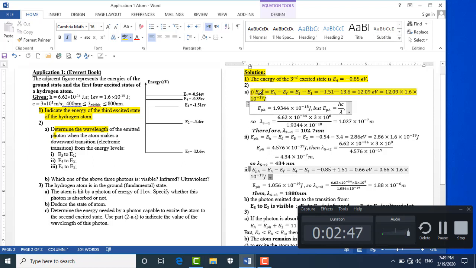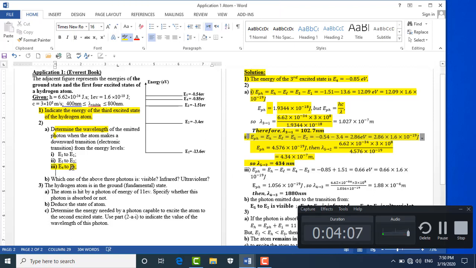E photon is calculated. Then the formula E photon equals hc over lambda, and E photon in joule, so lambda equals hc over E photon. H given, c given, E photon calculated, then lambda from E3 to E1 is 1.027 times 10 power minus 7, equal to 102.7 nanometer. Now from E5 to E2, same steps followed as in part 1. We get lambda 5,2 equal to 434 nanometer.